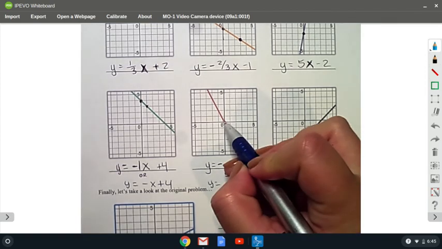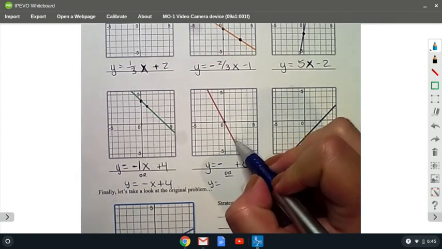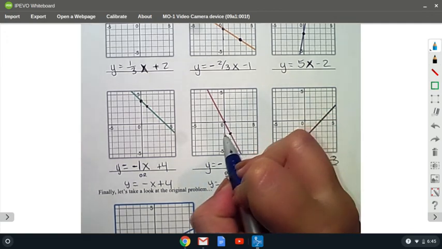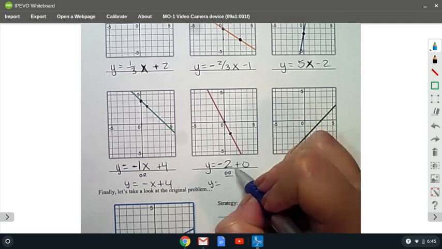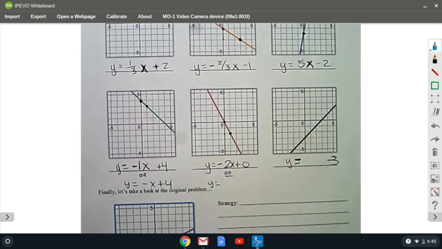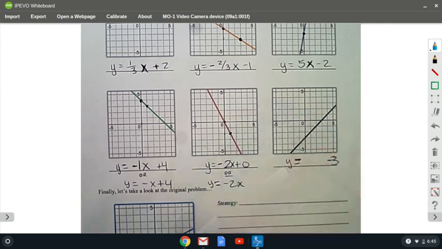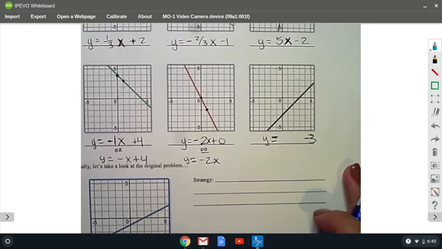This one here, I'm at 0. I have no y-intercept, and this is my next definitive point. I'm going down 2 over 1, so my slope is -2, and I need that x next to it. You could write it as -2x plus 0, or you could just write it as -2x because there is no y-intercept.